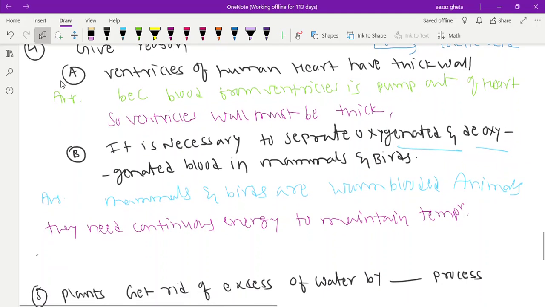So if oxygenated and deoxygenated blood get mixed, then energy cannot be produced continuously and a large amount of energy cannot be produced. So it must be separated. You understood what I'm saying? They are warm blooded animals, so they need continuous energy to maintain their body temperature constant. So mixing of blood cannot be tolerated by mammals and birds, okay.